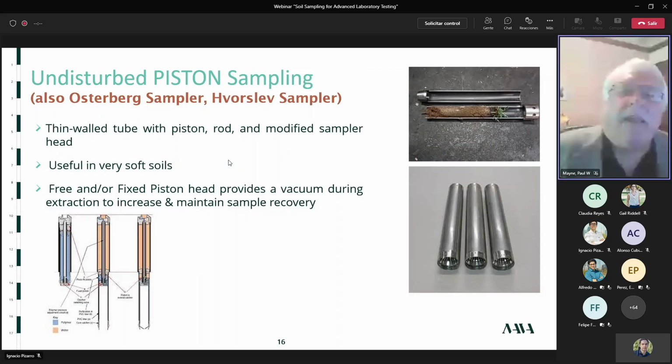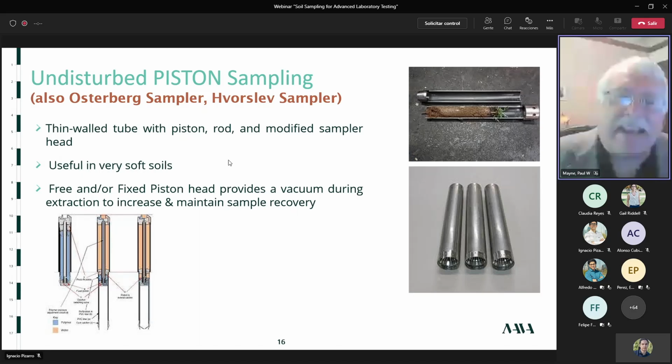Here's a little more detail on the piston sampler. Some of these are also known as Osterberg samplers and Vorschleff samplers. And so they're very useful in soft soils. You can distinguish between a free-headed and fixed piston head. These provide vacuums, again, at the back end to help increase sample recovery.